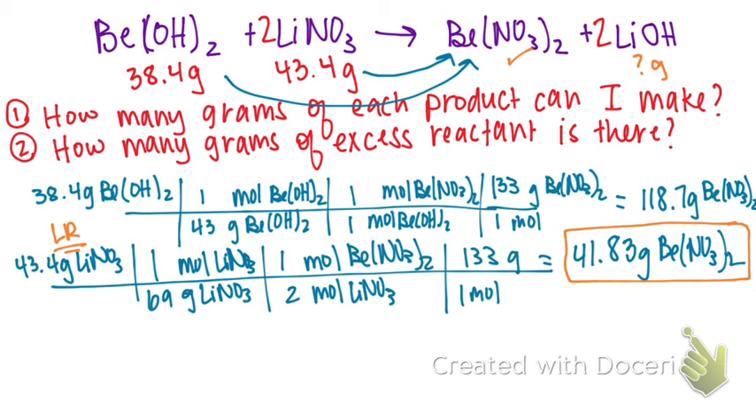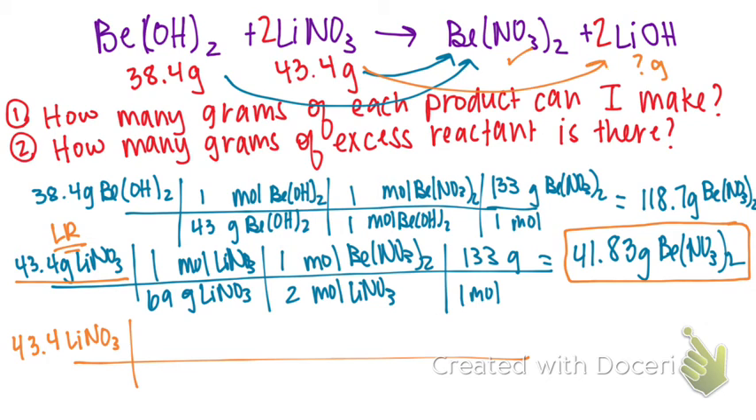Now, do I need to do both T-charts again for lithium hydroxide? No, because I know my limiting reactant is this. So I'm going to start again with 43.4 grams of lithium nitrate. And this time I'm going to take it to my other product, lithium hydroxide. We've already got our molar mass for that first one.